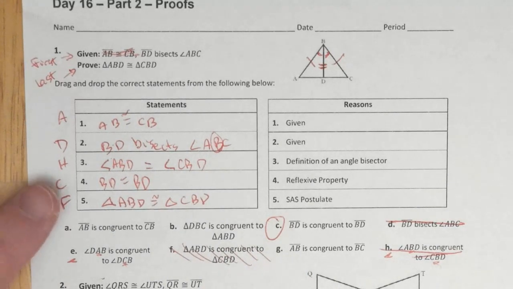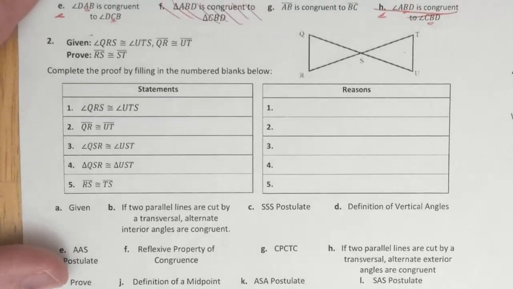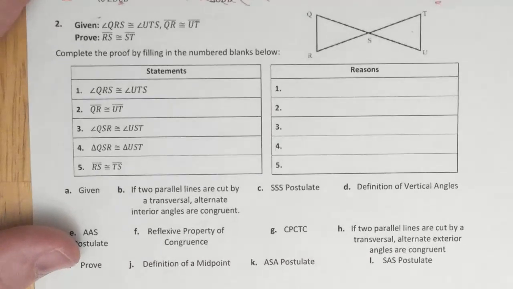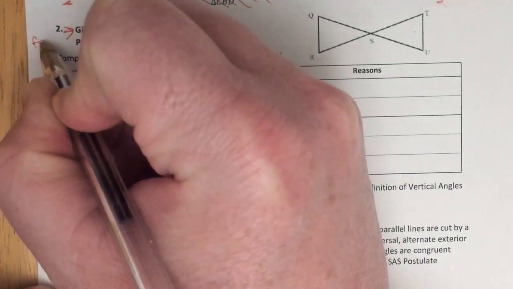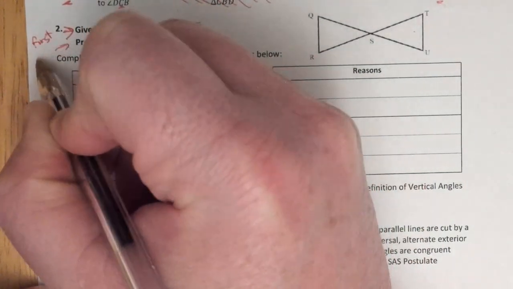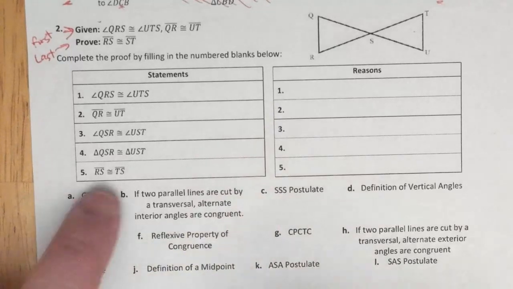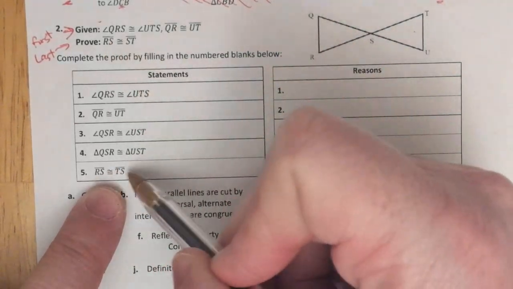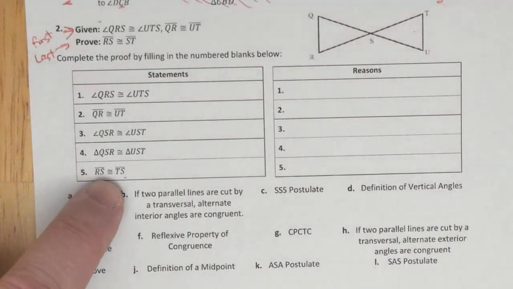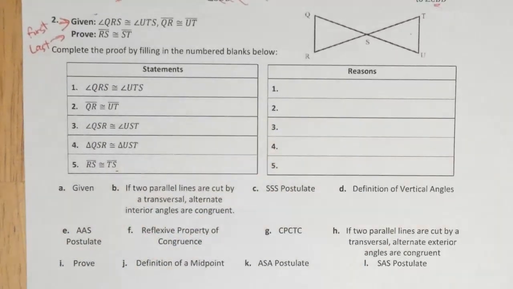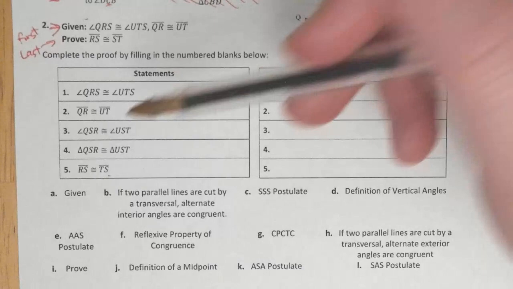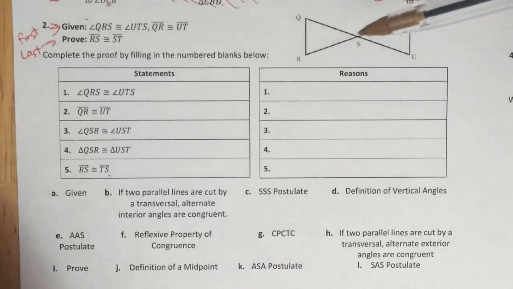All right, fabulous. So let's go to number 2. All right, so every time we know that something's equal, we mark it up. Okay, so this is always the first thing you do, and the prove is always the last thing you do. So let's go ahead and do the last thing. We have RS is equal to TS. Okay, perfect. That's already there. And then we already have these. Okay, so what we're really looking for are just reasons, which is awesome. So we just need to mark up our picture and figure out why we're doing that.